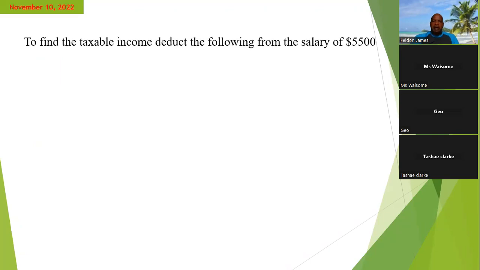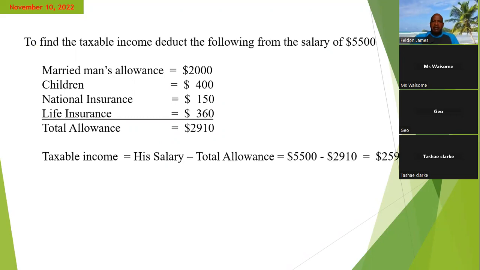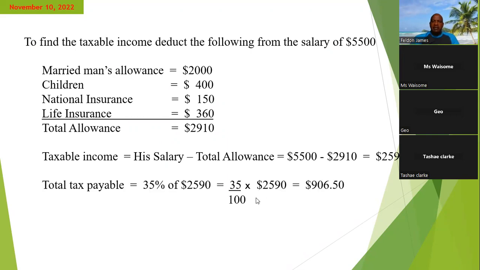All right, guys. So here you calculate all of the allowances. Then you subtract the total allowance from his salary, and then you will get 2,590. So that's the portion being taxed. It is being taxed at 35%, so you find 35% of that amount. So the total tax that he would pay is $906.50 for income tax.